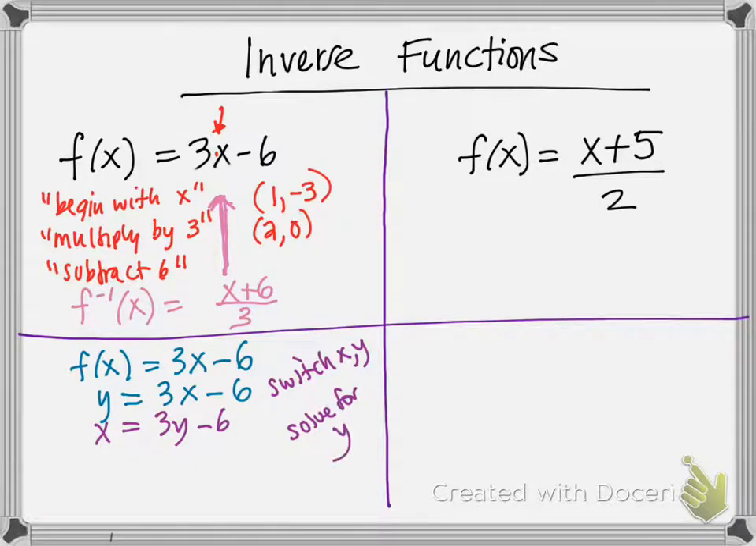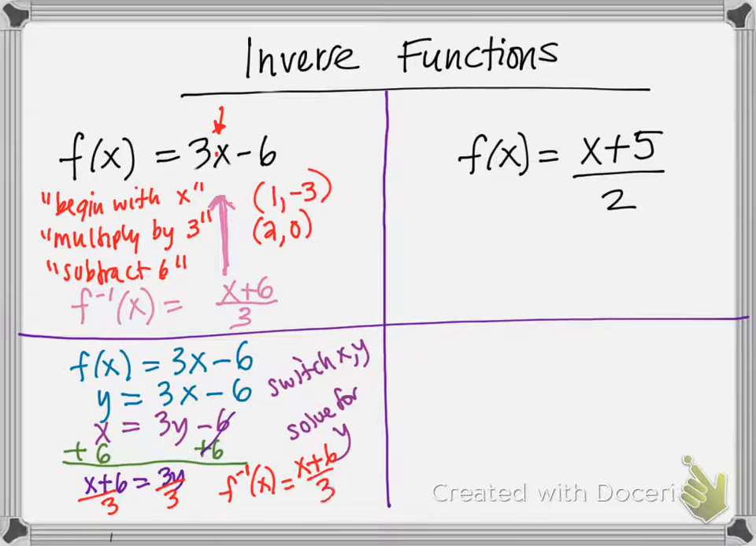So to get y alone, I would add 6 to both sides. So x plus 6 is just x plus 6, and that's equal to 3y. One last step to get y alone, and that is divide both sides by 3. So our inverse is x plus 6 over 3. So we're going to use the correct notation to write our inverse. So f inverse of x is x plus 6 all over 3. We got the exact same answer using two different strategies.